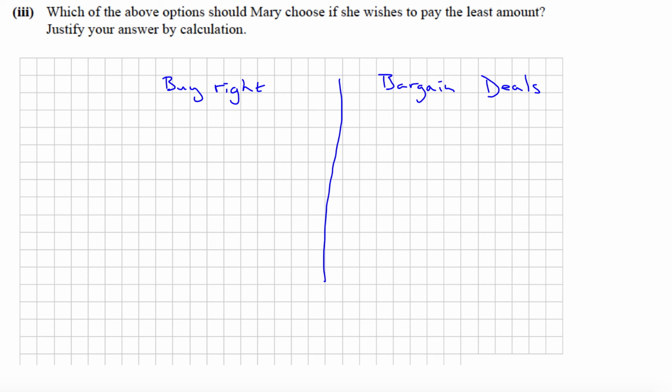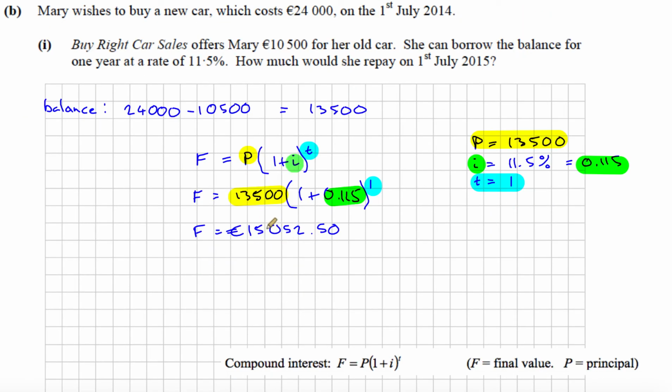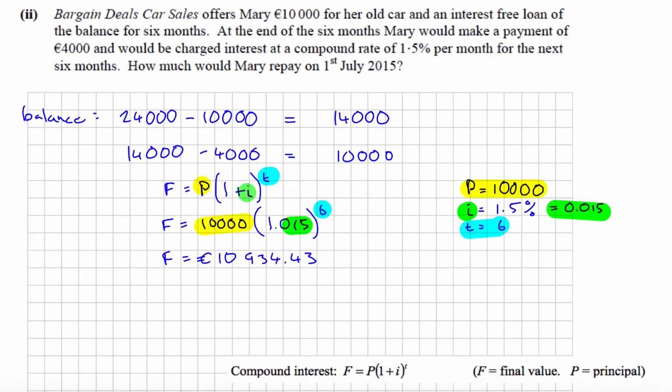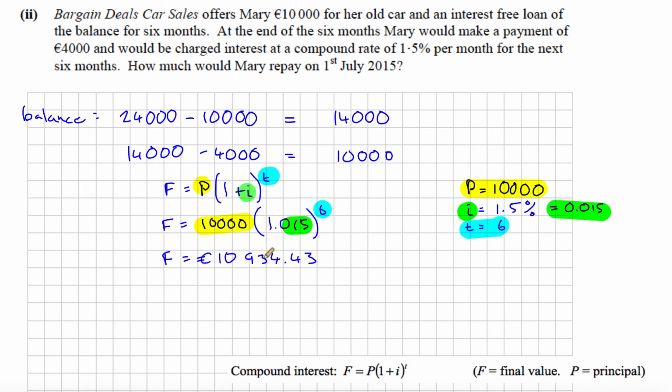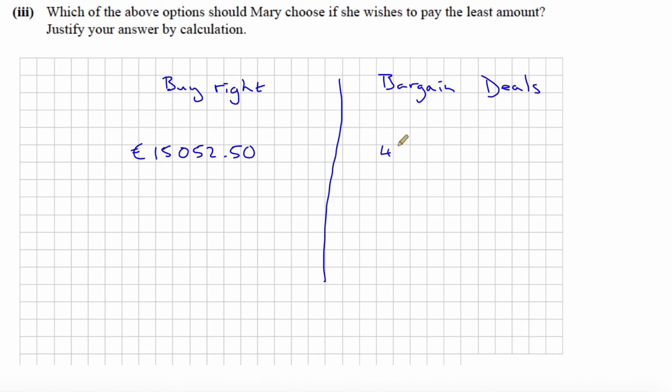Okay, so if you remember, Buy Right, the total repayment was 15,052.50. And Bargain Deals was the 10,934.43, but plus the €4,000 that she paid after the first 6 months. So it's going to be €4,000 plus the 10,934.43. So that gives us a total of 14,934.43.